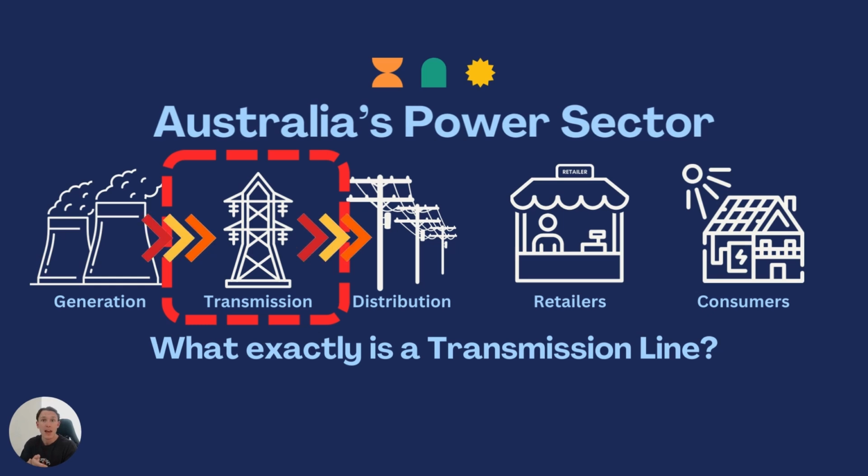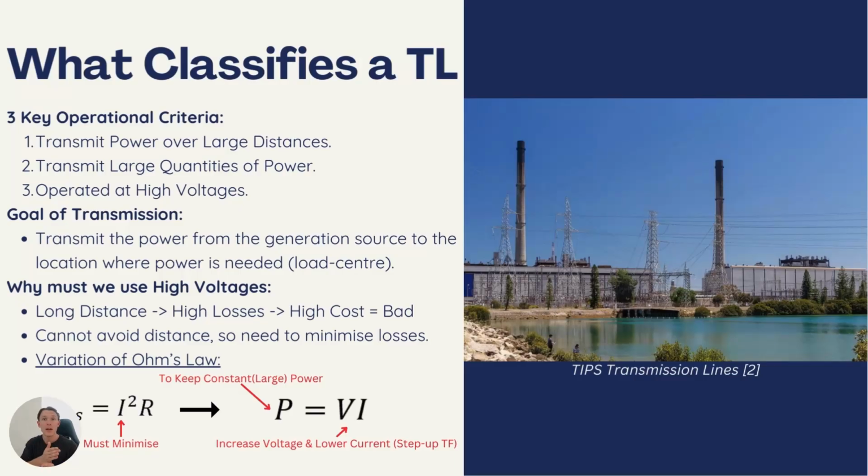All right, so now that we have a good visual of the transmission infrastructure in Australia, we're going to move on to classify what exactly is a transmission line. So there are 3 different operational criteria that we can actually use to classify a transmission line. The first being that it's used to transmit power over long distances. The second is that we use it to transmit large amounts of power. And the third being that we operate those transmission lines at high voltages.